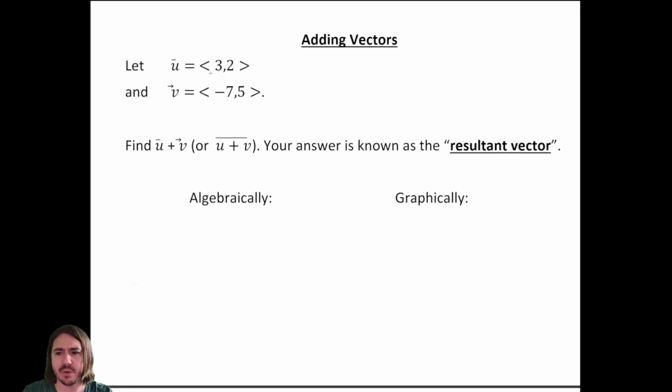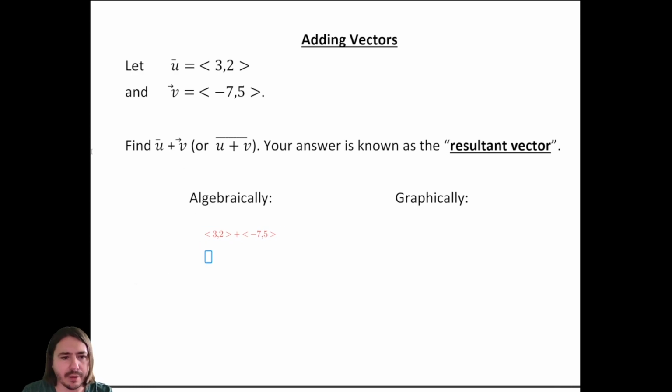So let's say we want to add two vectors, 3, 2, and 7, 5. Algebraically, all you do is just add. So if I have the vector 3, 2 plus the vector negative 7, 5, all you need to do is just add the corresponding components, and we will get the resulting vector. This is called the resultant vector when you add them up.